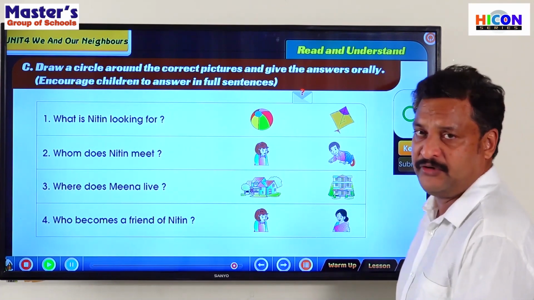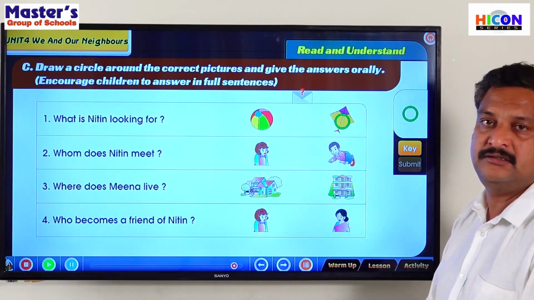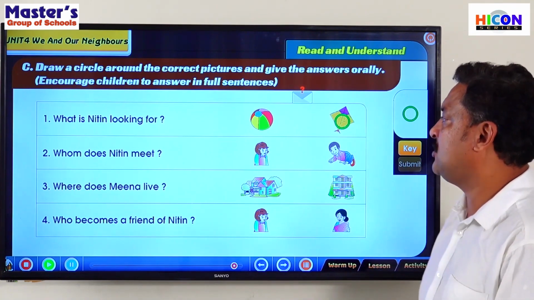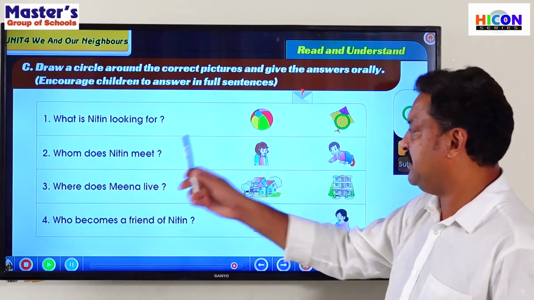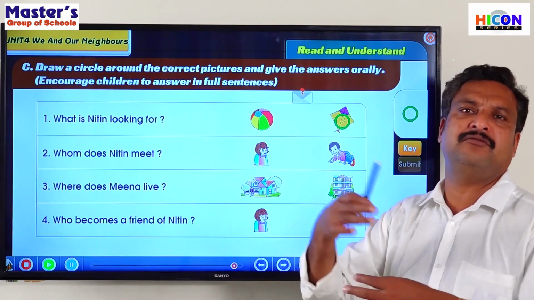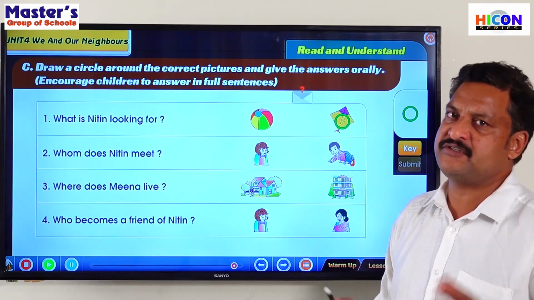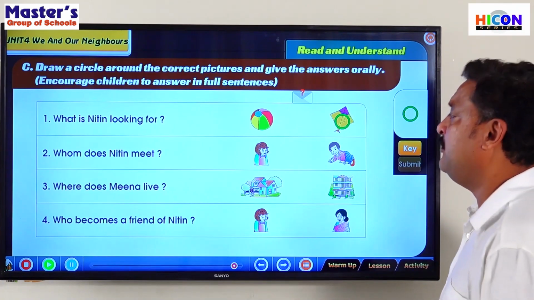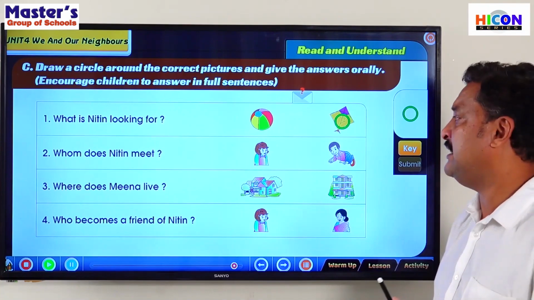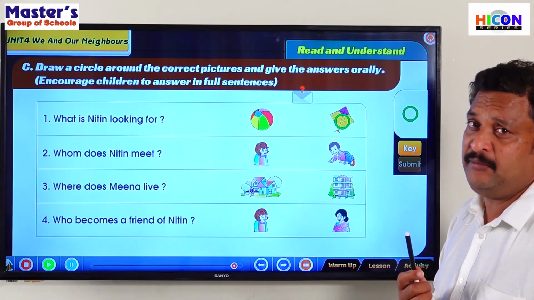Yes, Nitin was looking for a kite, isn't it? So the correct answer is a kite. Nitin was looking for a kite, right? Now the second question. Whom does Nitin meet? He lost his kite, he came out, he started searching everywhere there, and then he found the kite in the nearby house which was locked for a long time. When he went there to get this kite out, he met somebody there. Who was that? Was it a baby or a girl? Whom did he meet there?